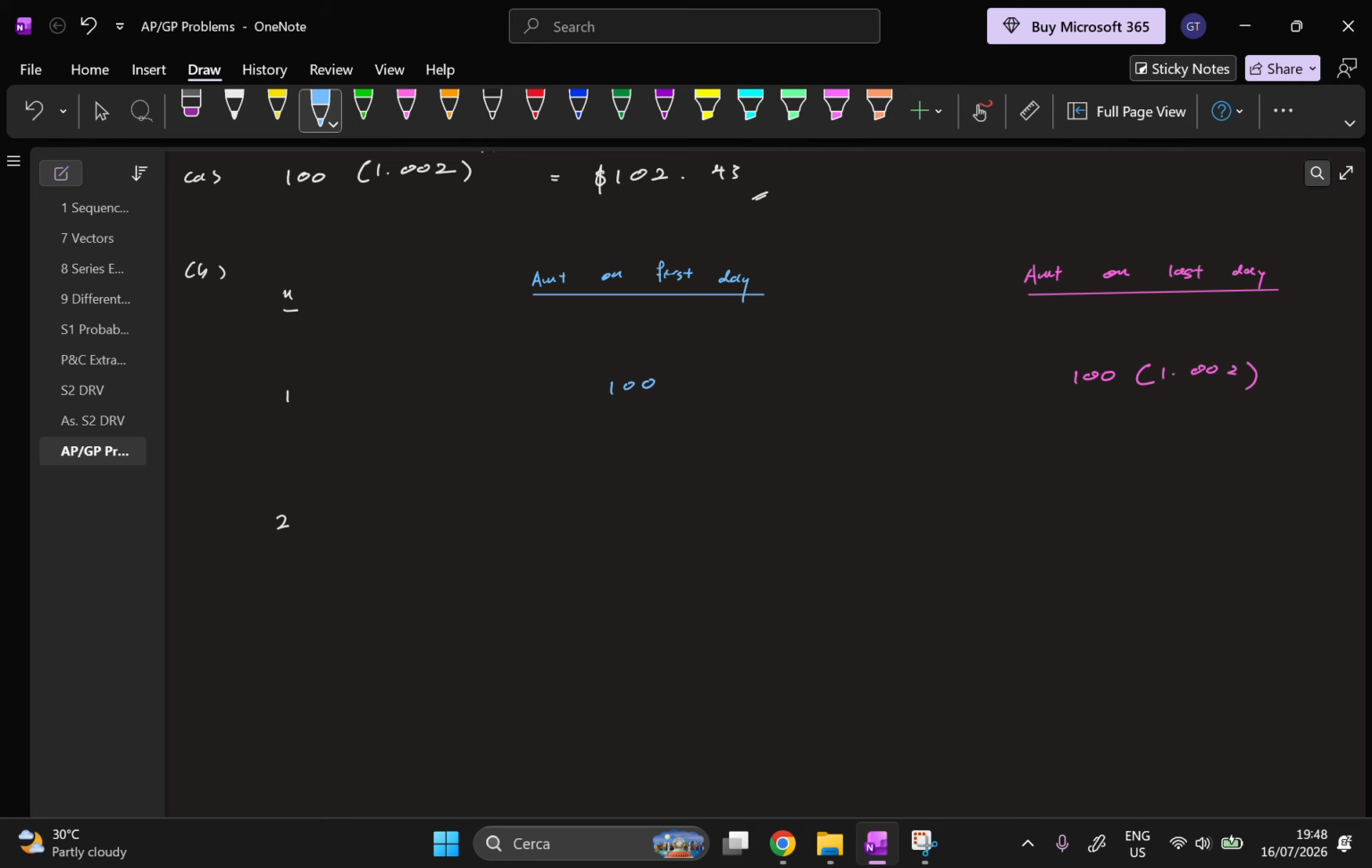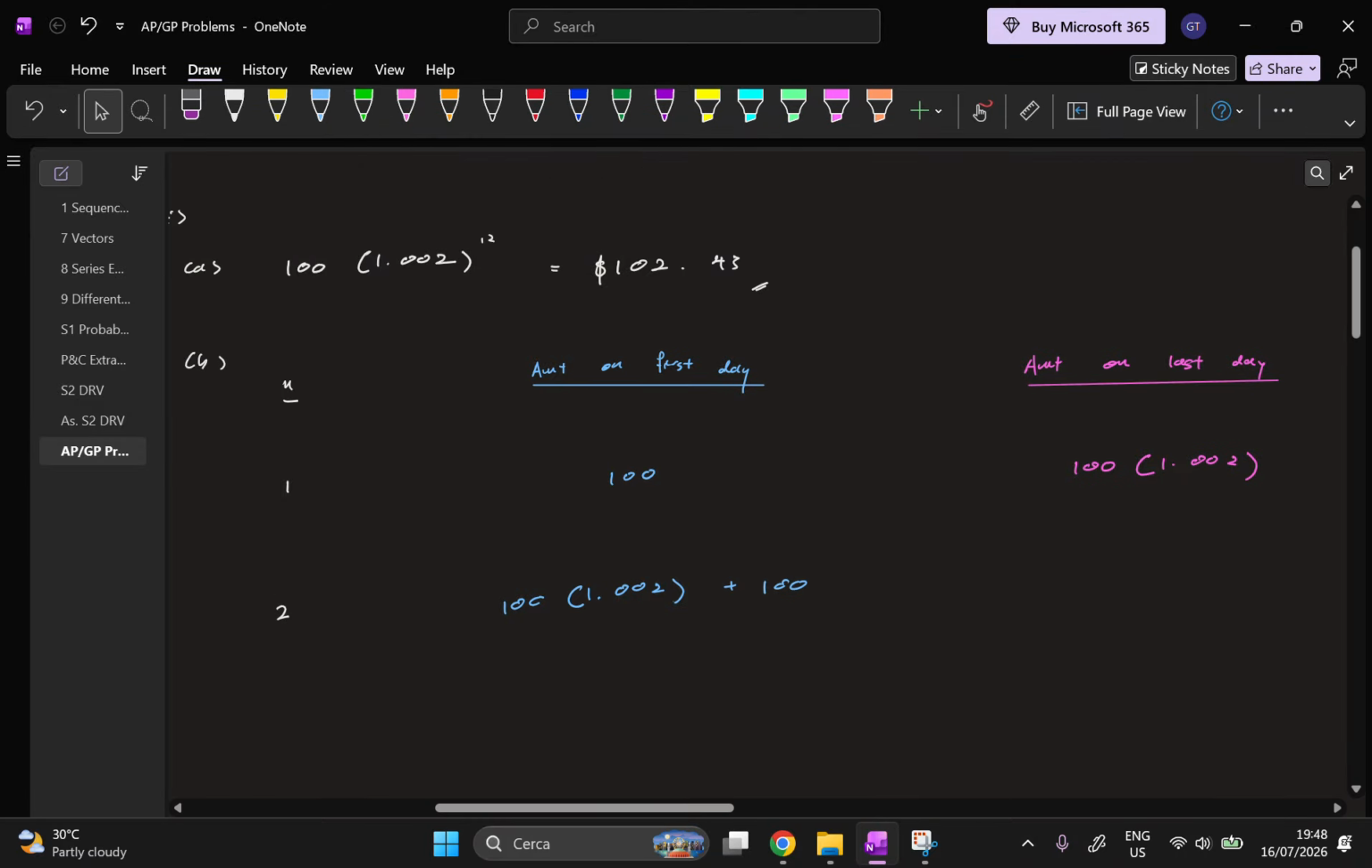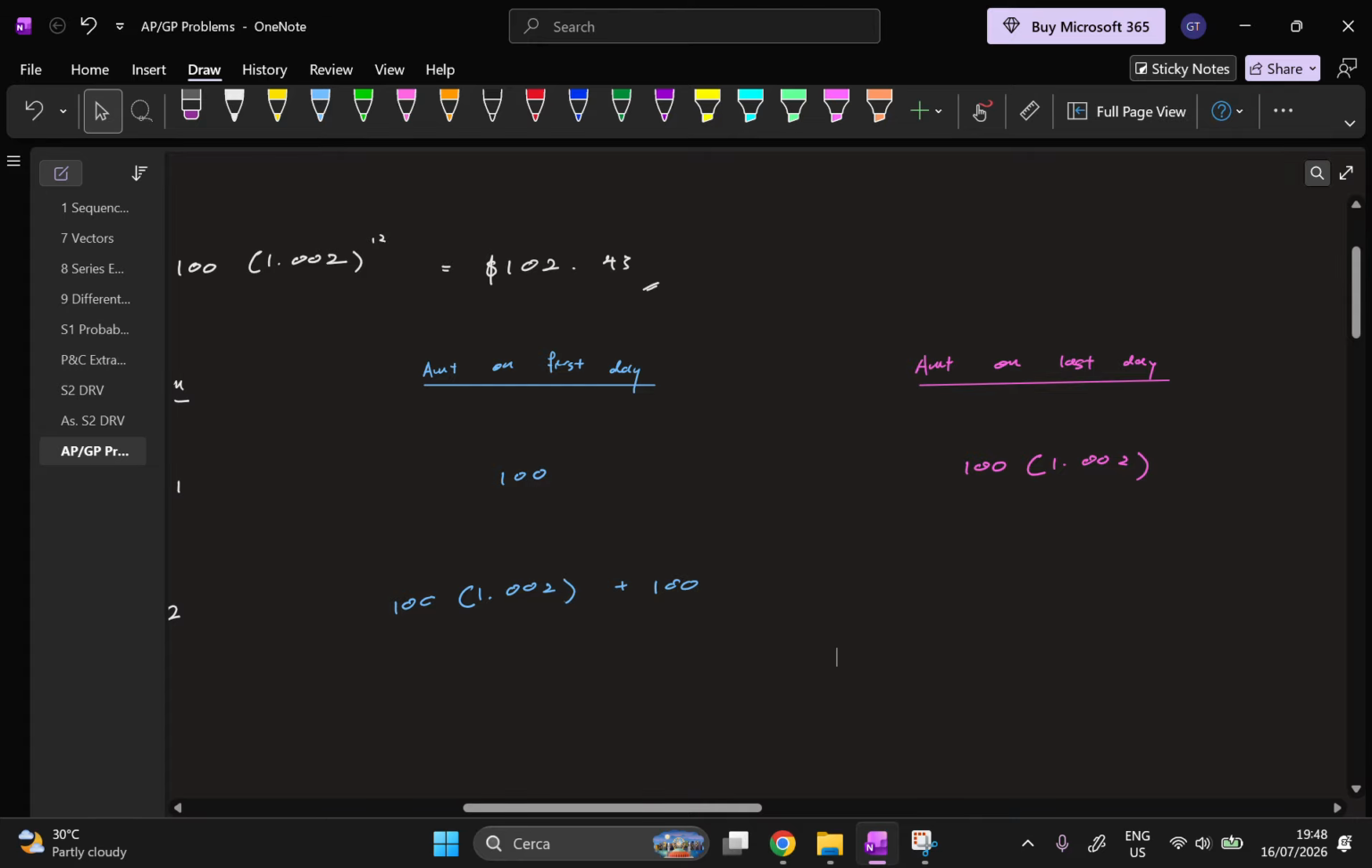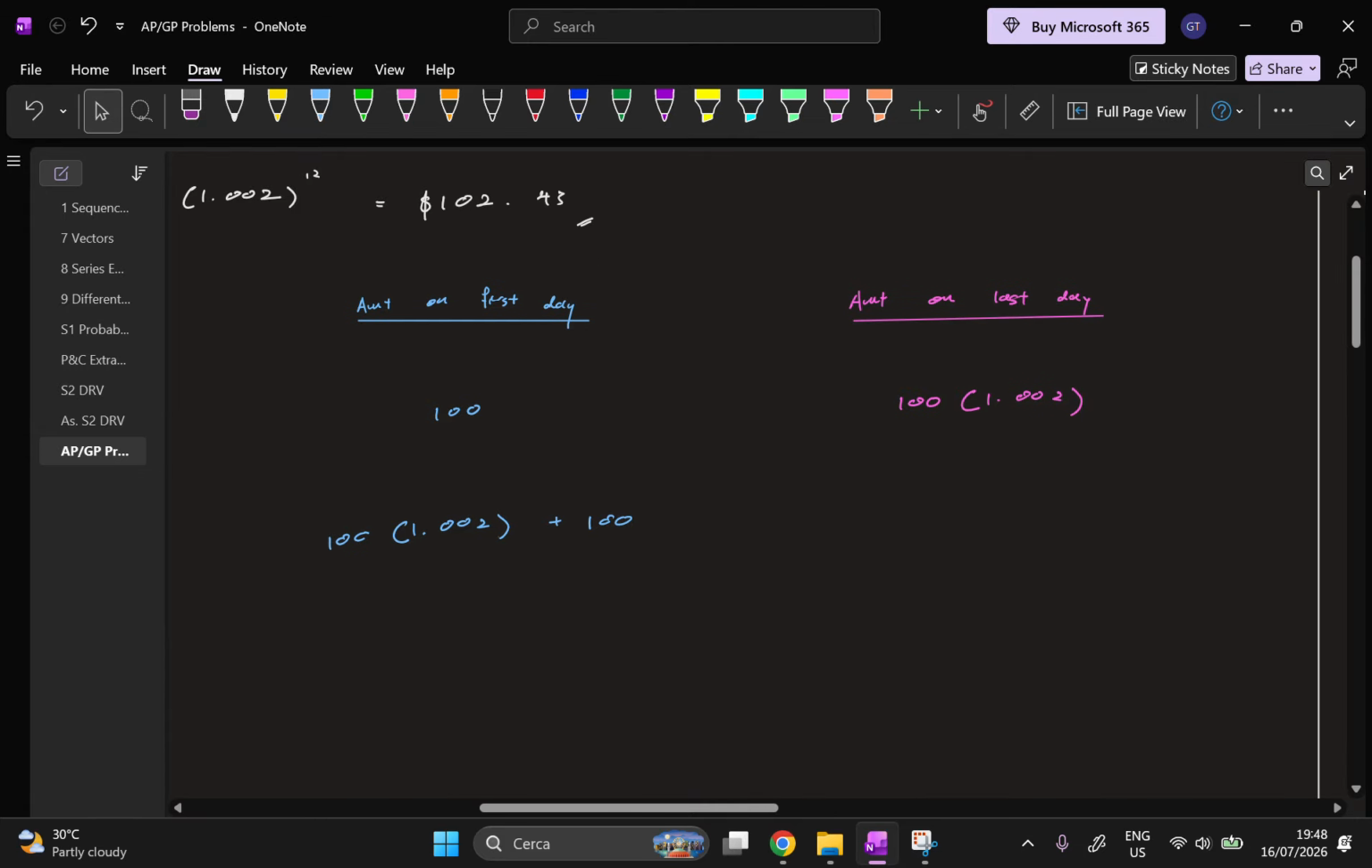Okay, 100, 1.002. Okay, and then I plus 100 because it's the start of a new month. He will go to the bank and add this extra 100 inside. Can? So because he adds this 100 inside, this means that I am going to get this amount on the first day of February 2016.